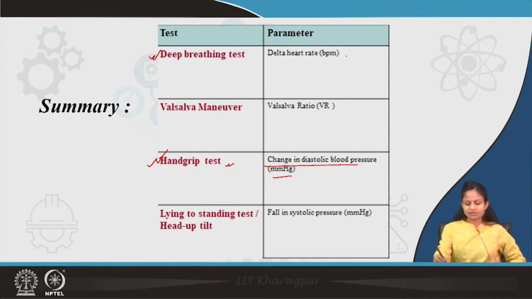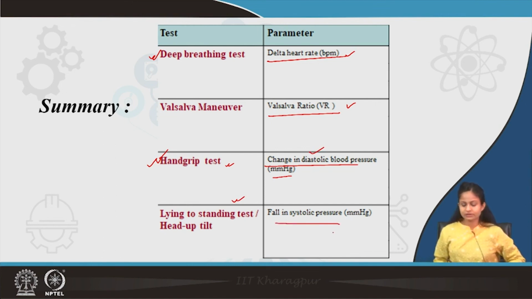Otherwise, the parameter we measure in the deep breathing test is delta heart rate. In the Valsalva maneuver, we check for the Valsalva ratio. In the hand grip test, the change in the diastolic blood pressure. Then in the lying to standing test or head tilt test, usually the fall in the systolic pressure.